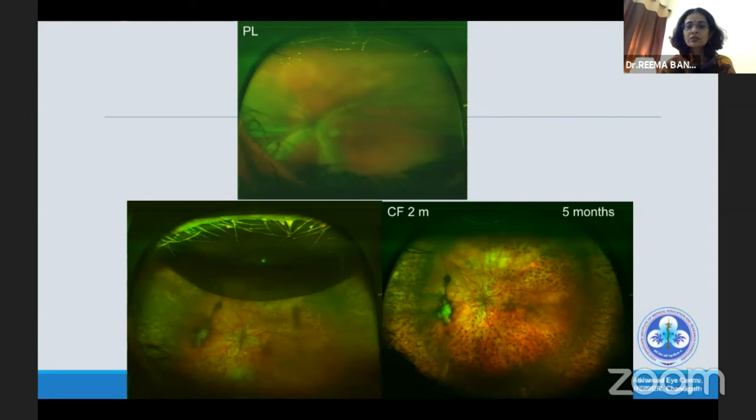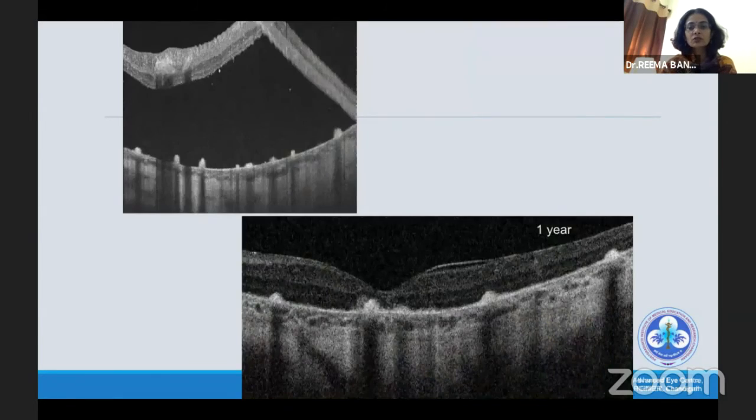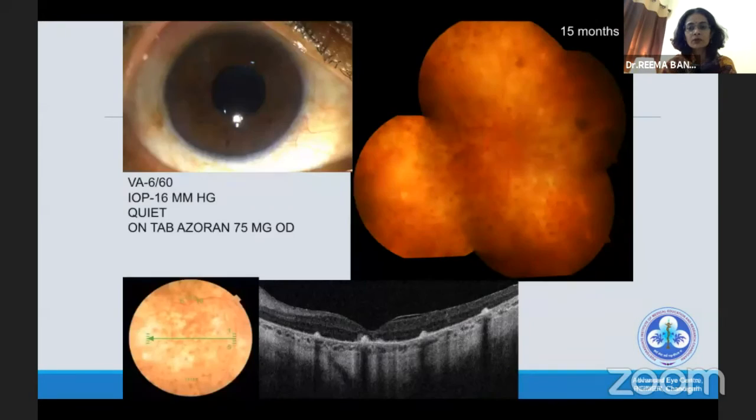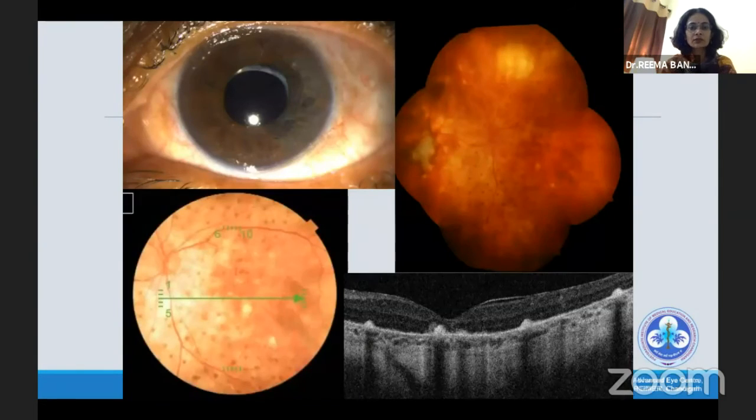So at 5 months, she gets counting fingers at 2-meter vision. So the OCT shows subretinal fluid going back, and this is the final follow-up. She gets 6/60 vision, normal pressures, and we put her on immunosuppressants after that. So her retina is settled, and she now has good vision with ambulation. She can do her work herself.